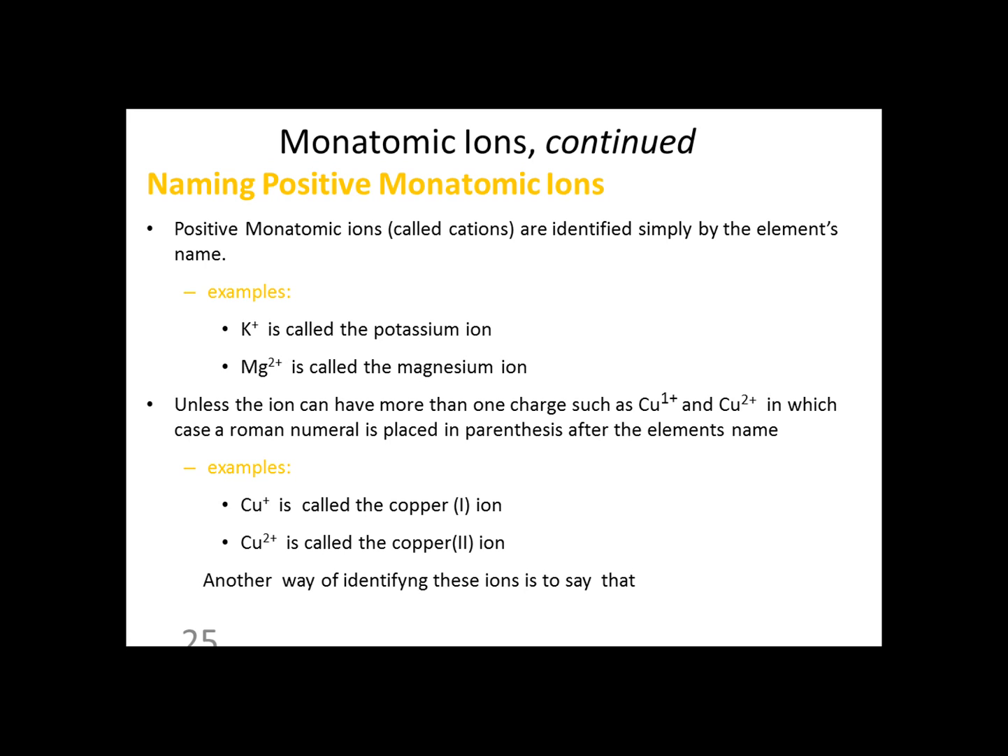Another way of saying the same thing is that you could say the copper 1 ion has an oxidation number of +1, and the copper 2 ion has an oxidation number of +2. We'll talk more about that later when we talk about oxidation numbers later on in this lesson.